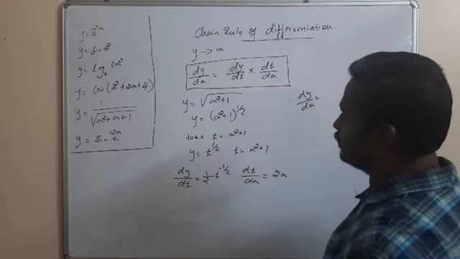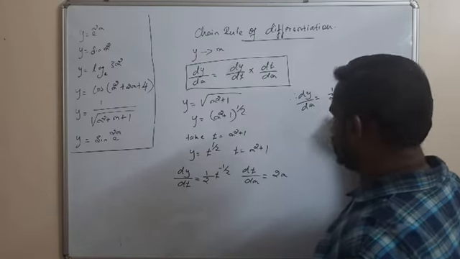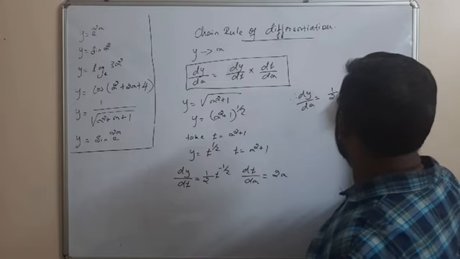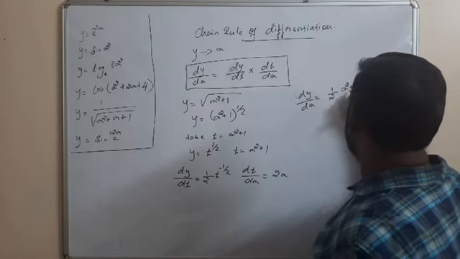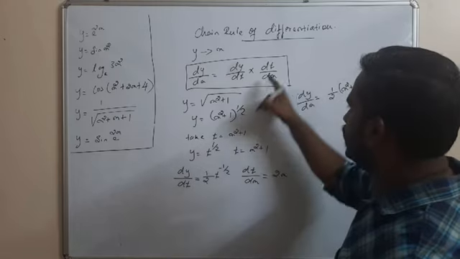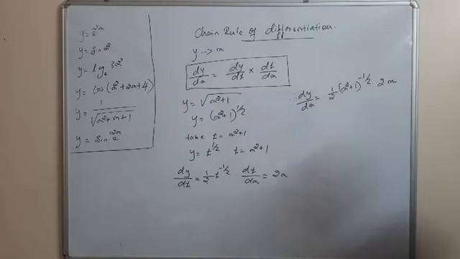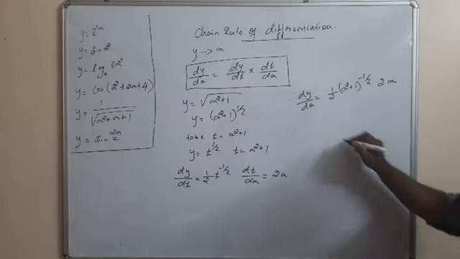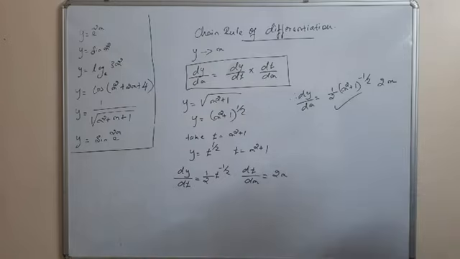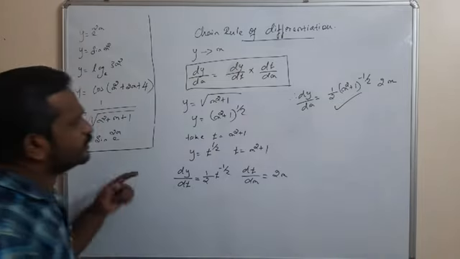Finally we have to determine dy by dx. So dy by dx equal to dy by dt, that is half into t, what is t? That is x square plus 1 the whole power minus 1 by 2, into dt by dx, that is 2x. So this is the answer, using the chain rule of differentiation.